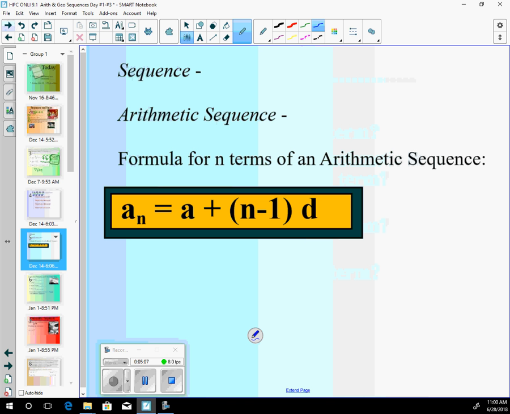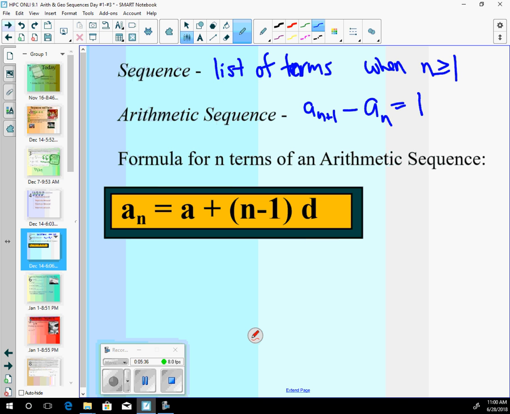A sequence is a list of terms where n starts out at 1 and goes 1, 2, 3. An arithmetic sequence is where the next term minus the previous term is always the same difference. And I like to say it has a common difference.